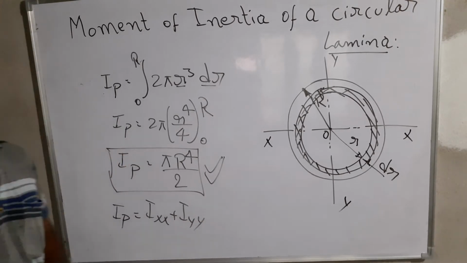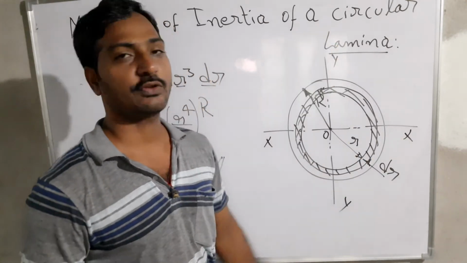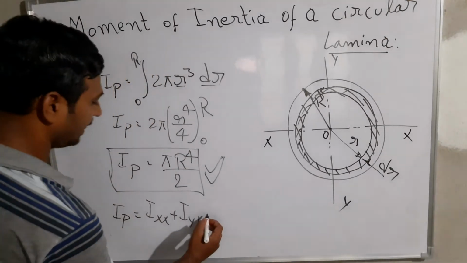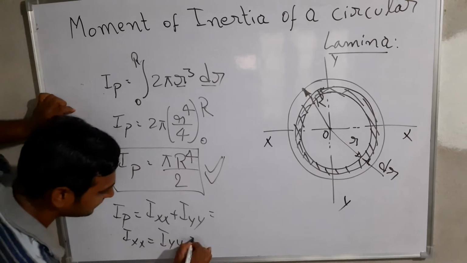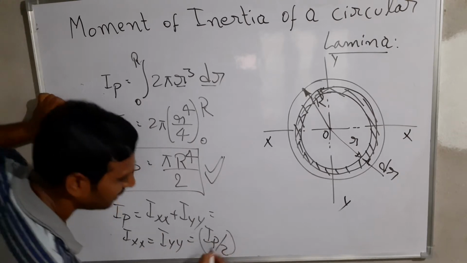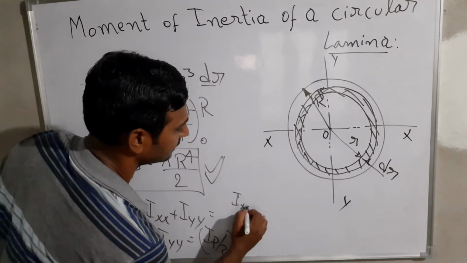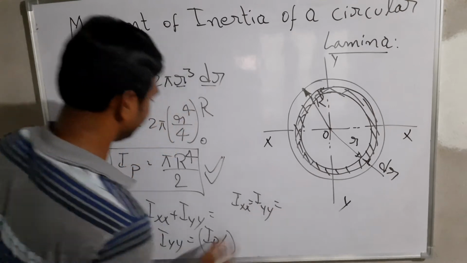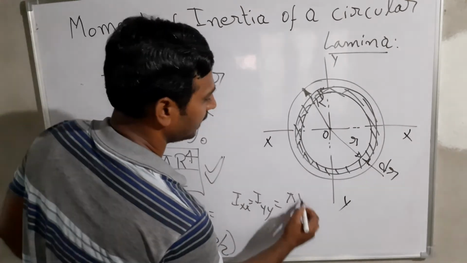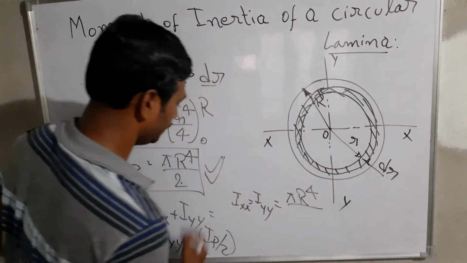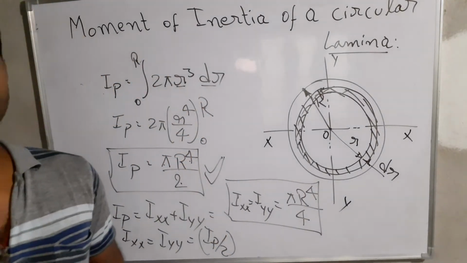As we know, symmetry exists here with respect to Ixx and with respect to Iyy. So for the simplification, Ixx is equal to Iyy is equal to Ip by 2. On that basis, Ixx equals Iyy, that is equal to pi r to the power of 4 by 2 into 2, that is pi r to the power of 4 by 4. So this is in terms of the radius.